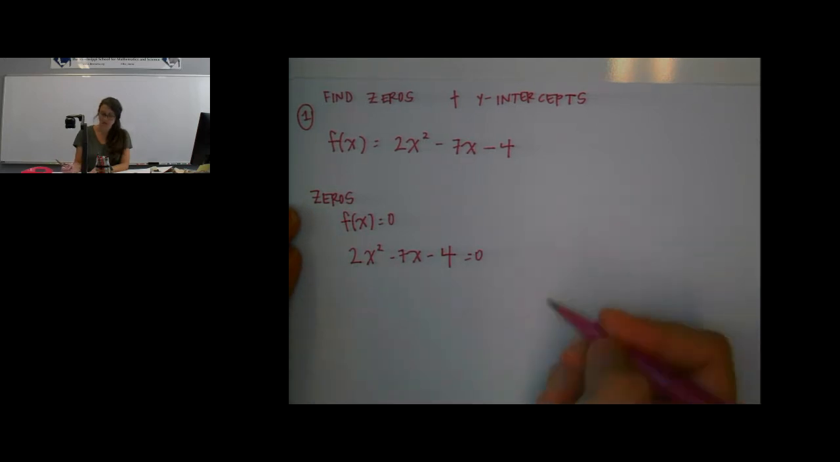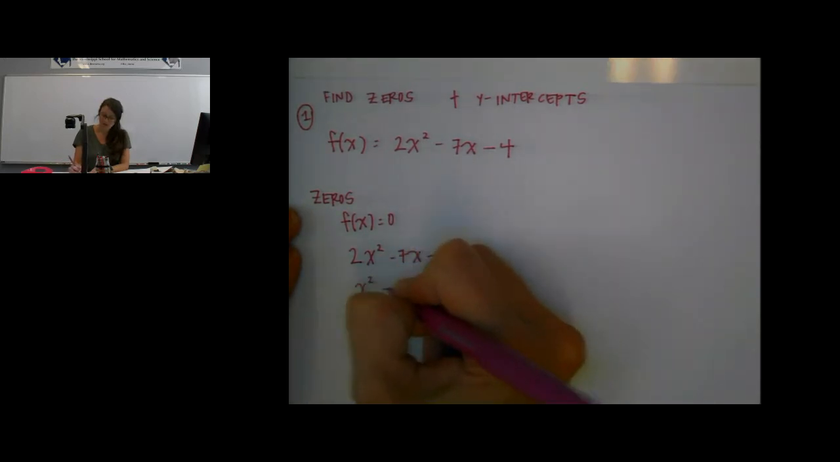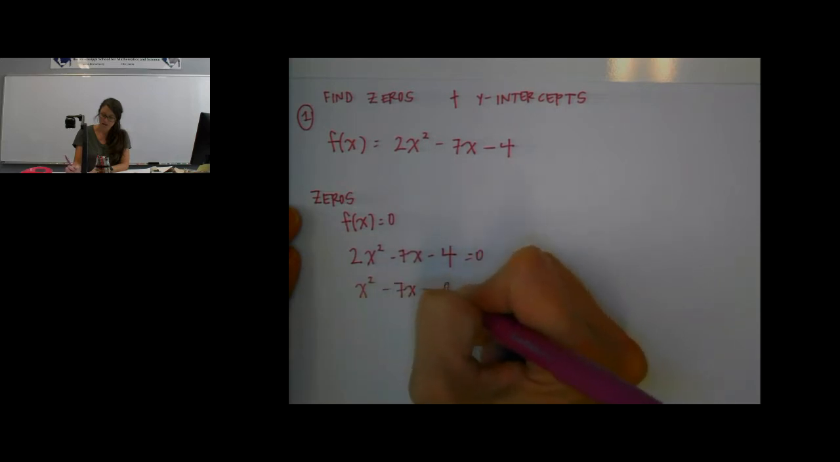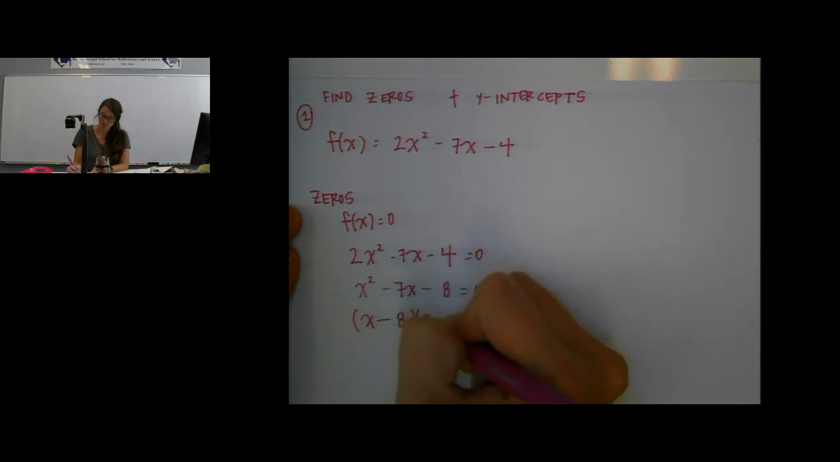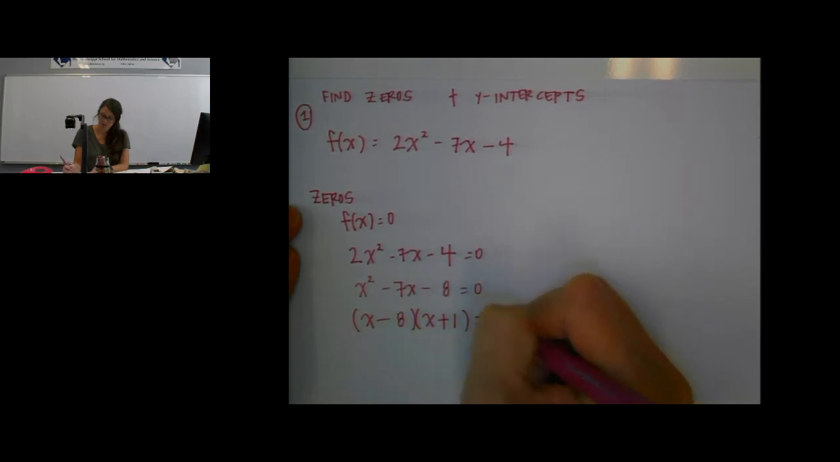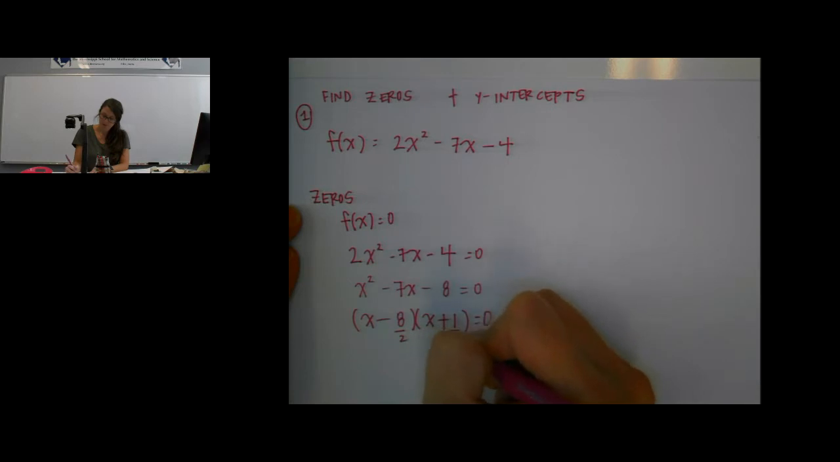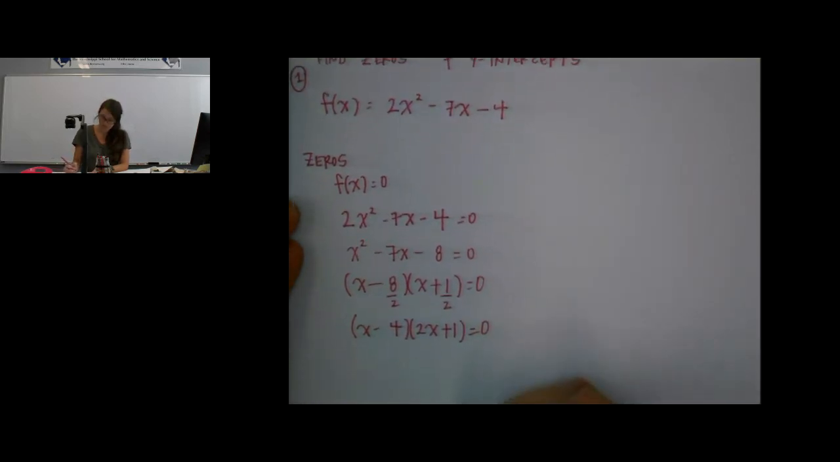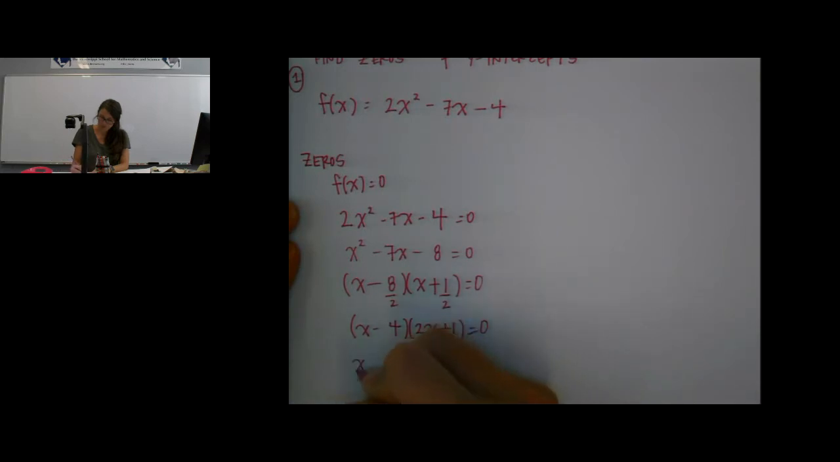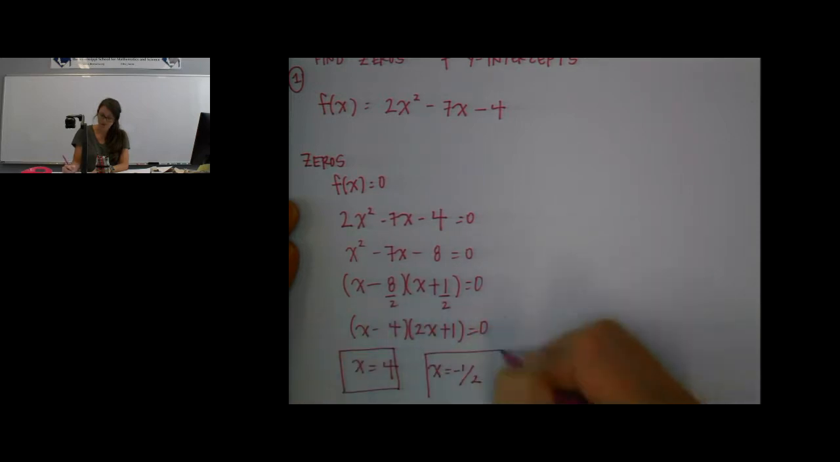So 2 times -4 is -8. What multiplies together to give you -8 and adds together to give you -7? Divide both of those by 2 here. So this will be x minus 4 times 2x plus 1. Set both of those equal to 0. So x will be equal to 4 and x will be equal to -1/2. These are considered your zeros of your function.